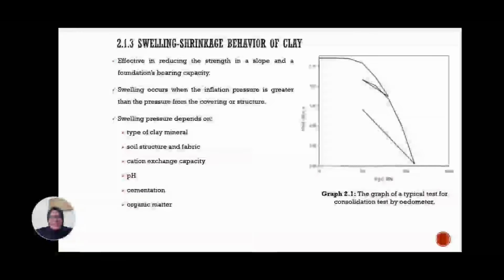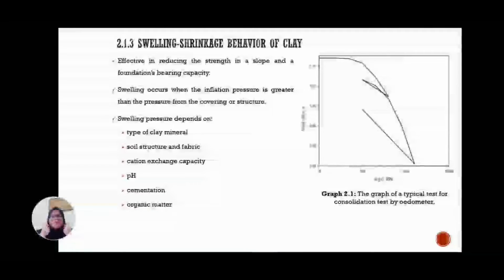So the third one is the swelling and shrinkage behavior of clay. Swelling is effective in reducing the strength of slopes and the foundation bearing capacity. Swelling occurs when the infiltration pressure is greater than the pressure from the covering or structure. However, swelling pressure depends on the type of clay, mineral, soil structure, cation exchange capacity, pH, cementation, and organic matter.